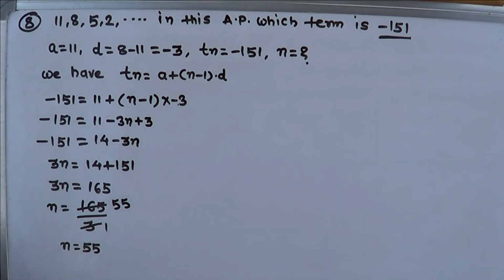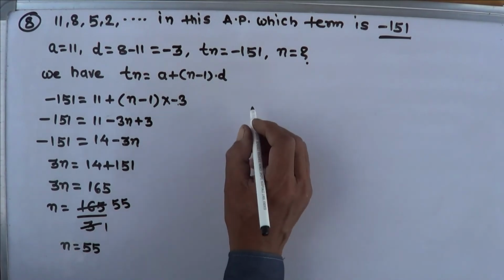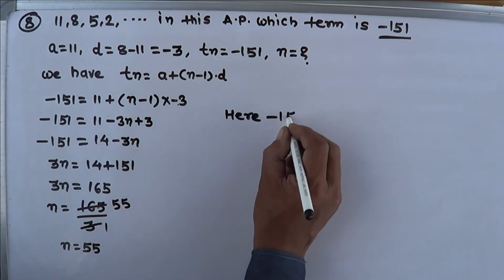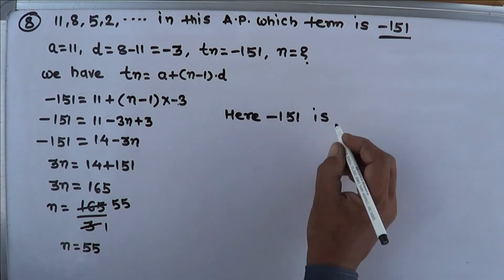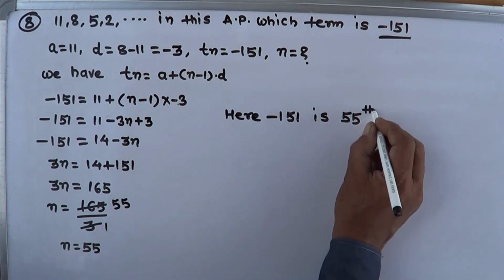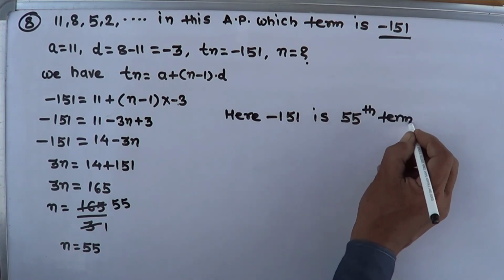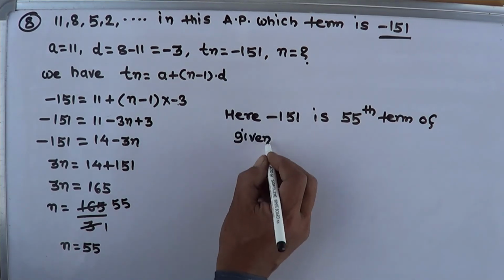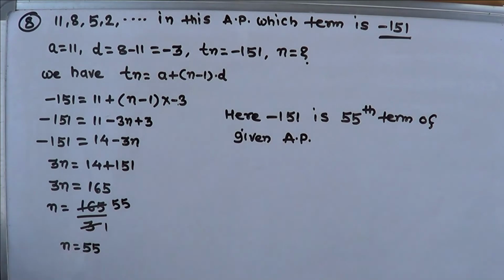So minus 151 is the 55th term. So here we can write: minus 151 is 55th term of given arithmetic progression.